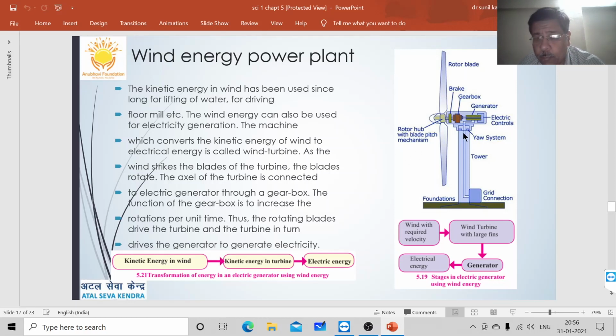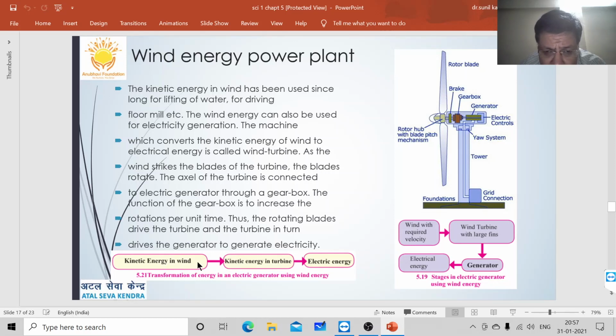This diagram is essential for you all. You should know this diagram also for 2 marks. Sketch and label the windmill. As the wind strikes the blades of the turbine, the blades rotate and the axle of the turbine is connected to the electrical generator through a gearbox. The function of the gearbox is to increase the rotations per unit time. Thus, the rotating blades drive the turbine, and the turbine in turn generates electrical energy or electricity.